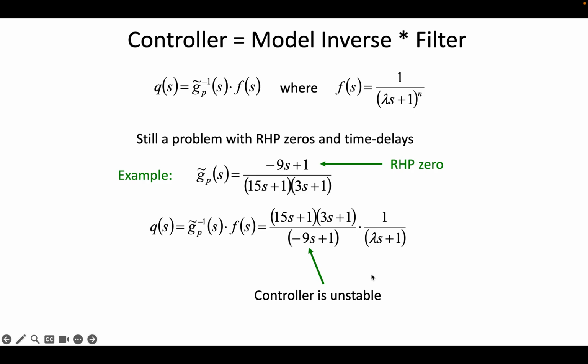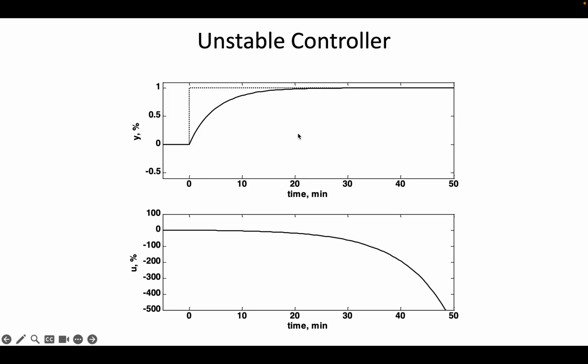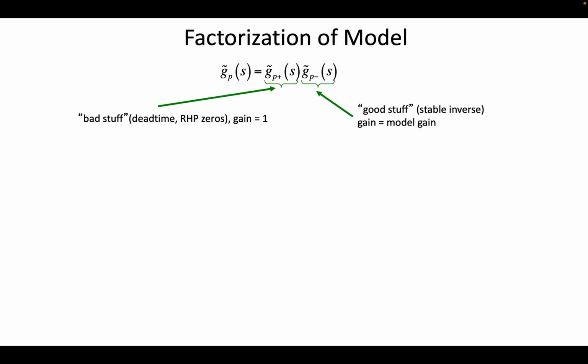And so if you implemented something like this, you may think that you're doing a good job of tracking the set point. You've got this desired first order response, 1 over lambda s plus 1. But unfortunately, because the controller is unstable, it's actually giving you more and more control action. And in practice, you'd reach some limit. You can't actually implement something that's going towards minus infinity. So an unstable controller is something that we do not want to have.